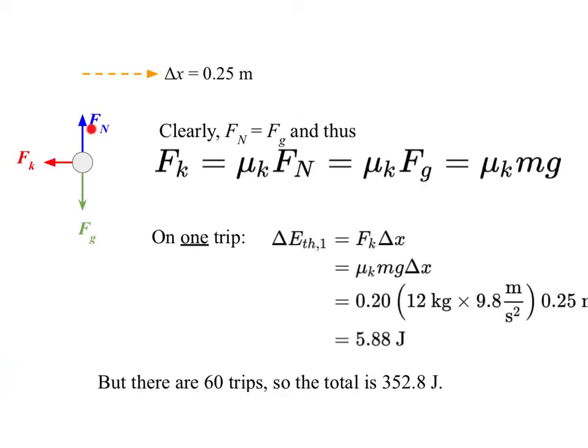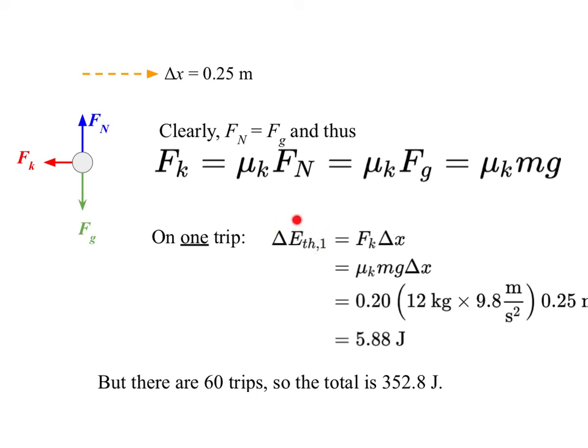Well, we draw a free body diagram, which is pretty easy. We have the object, there's a weight pulling it down and a normal force keeping it on the table, and then there's a frictional force resisting, and then it moves this way 0.25 meters. We're going to do one trip at a time. So on one trip, it moves over 0.25 meters.